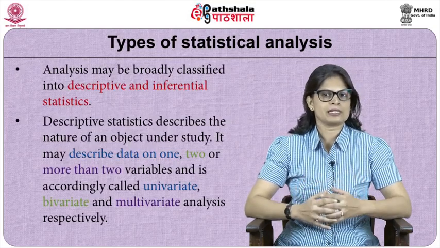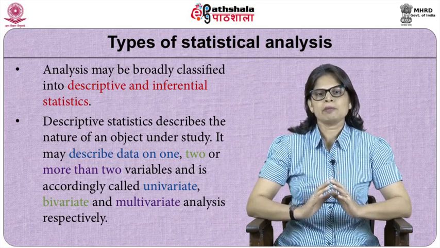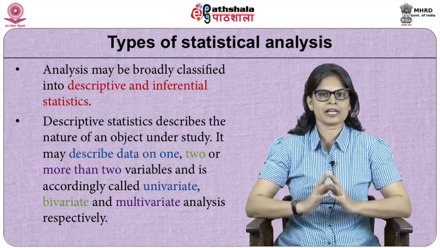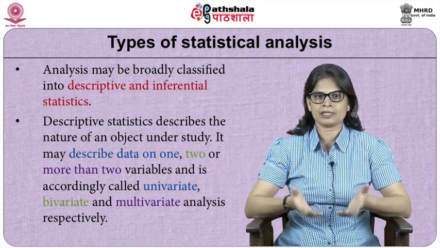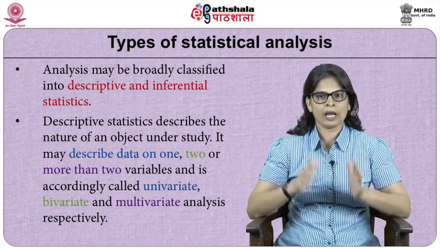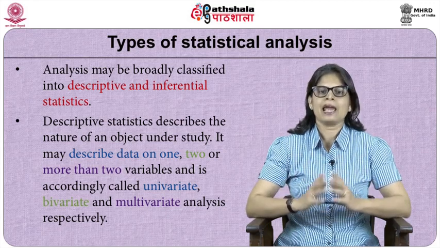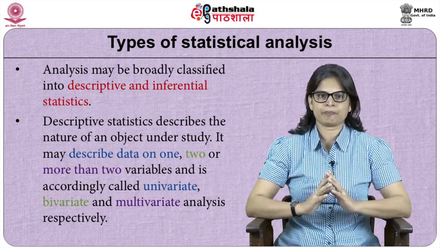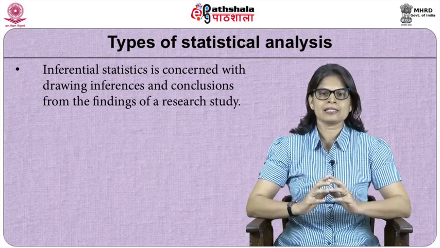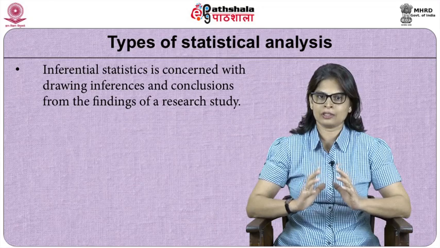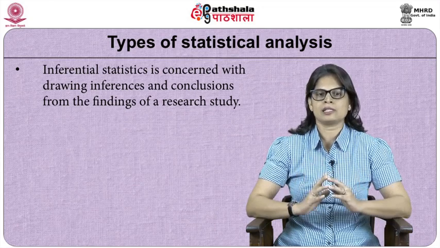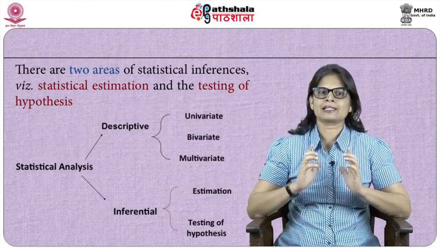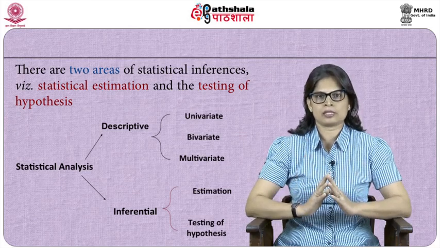Let us see what are the types of statistical analysis. The analysis may be broadly classified into two types, descriptive and inferential. Descriptive statistics describes the nature of an object under study. It may describe the data on one, two or more than two variables and is accordingly termed as univariate, bivariate and multivariate analysis. On the other hand, inferential statistics is concerned with drawing the inferences and conclusions from the findings of the research study. There are two areas of statistical inferences, that is the statistical estimation and the testing of hypothesis.